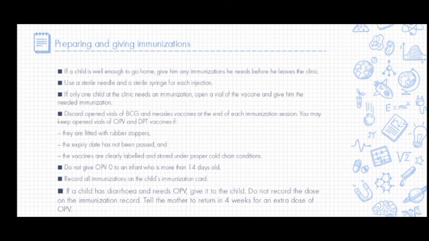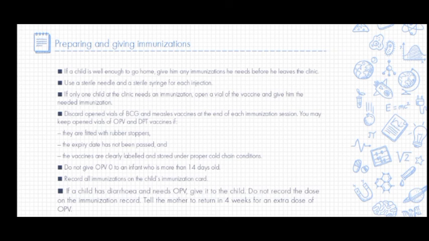Preparing and giving immunizations. First, if a child is well enough to go home, give him any immunizations he needs before he leaves the clinic. Second, use a sterilized needle and a sterilized syringe for each injection. This prevents transmission of HIV and hepatitis B virus. Third, if only one child at the clinic needs an immunization, open a vial of vaccine and give him the needed immunization. Discard open vials of BCG and measles vaccine at the end of each immunization session.